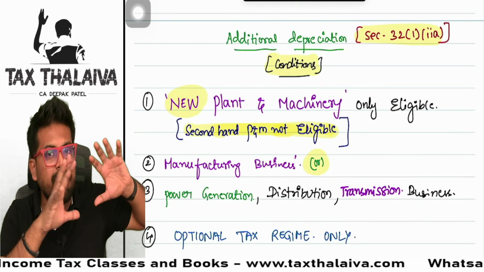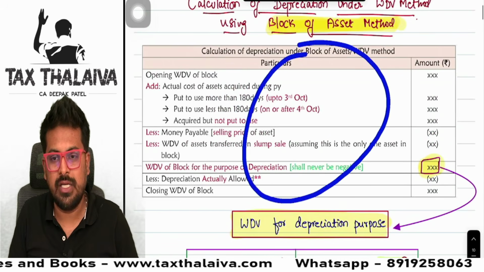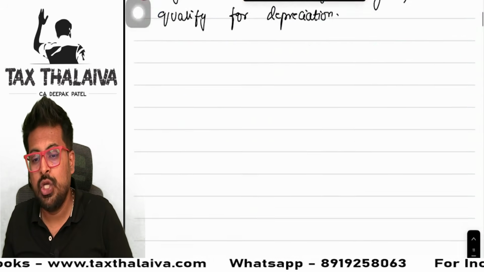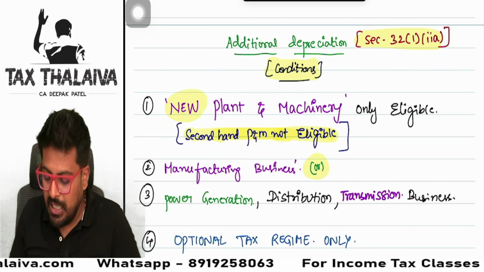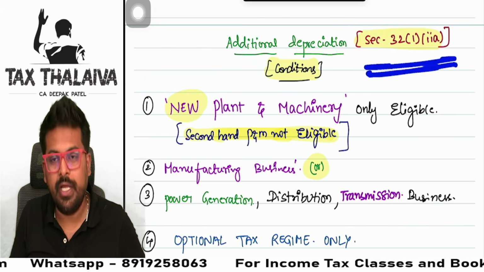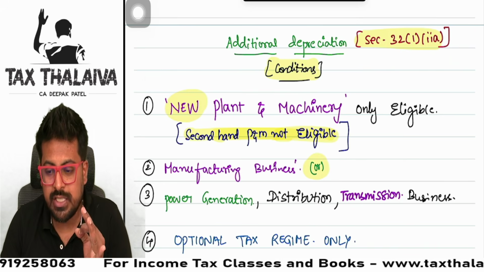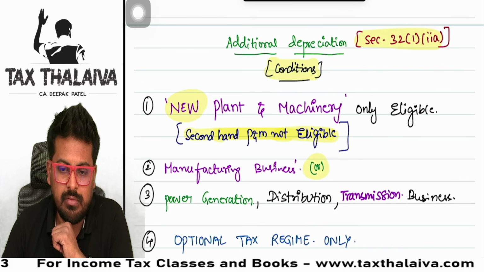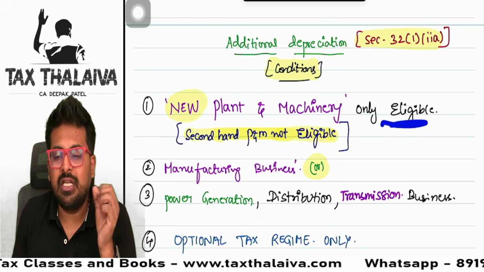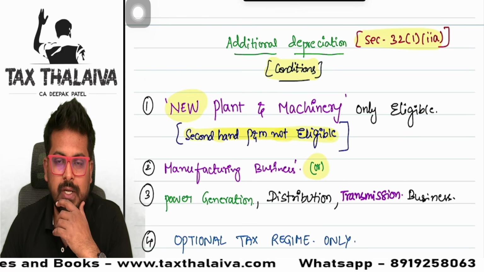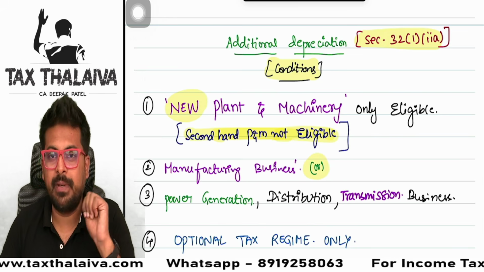Additional depreciation. Whatever we have discussed so far was normal depreciation. But there are some special cases in which you will get additional depreciation in addition to the normal depreciation. That is dealt with in section 32(1)(iia). But there are some conditions attached to it. Only if you satisfy the conditions, you can actually claim the additional depreciation. The first condition is that new plant and machinery should be there, and only that new plant and machinery is eligible for additional depreciation. If you buy second hand plant and machinery, you cannot claim additional depreciation on that.